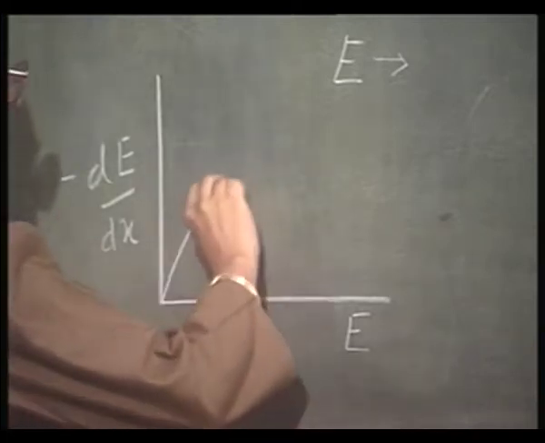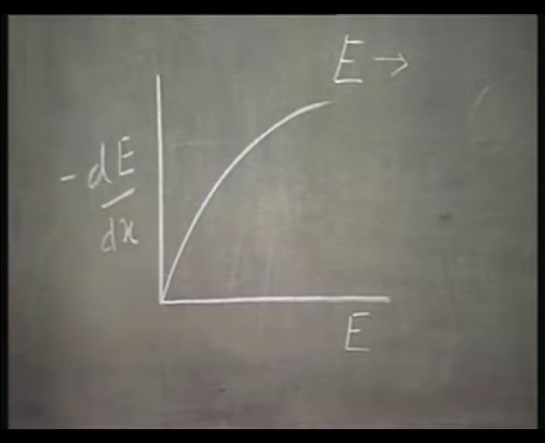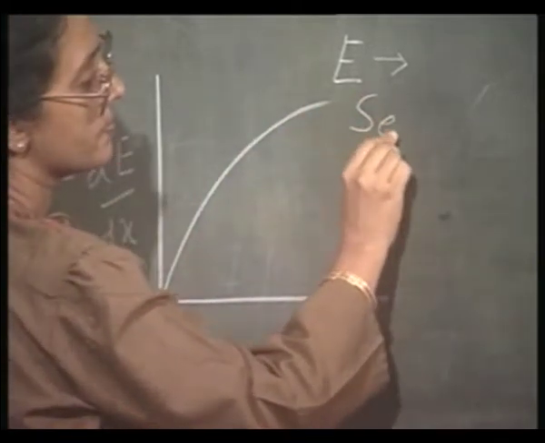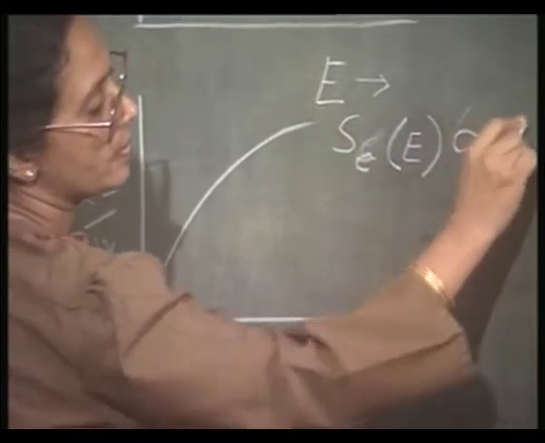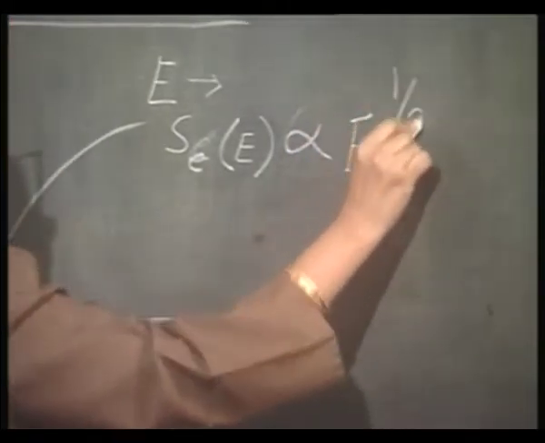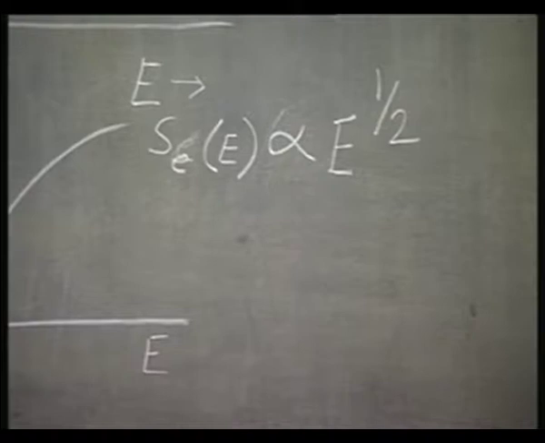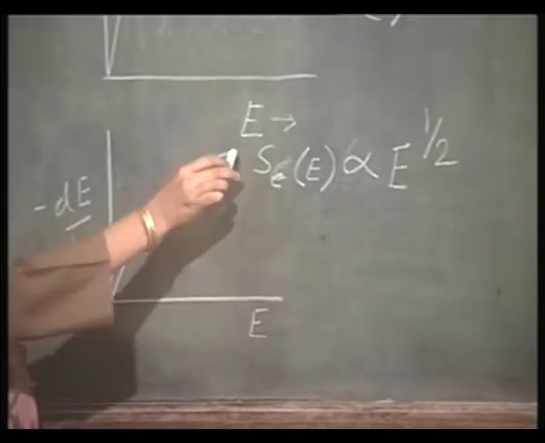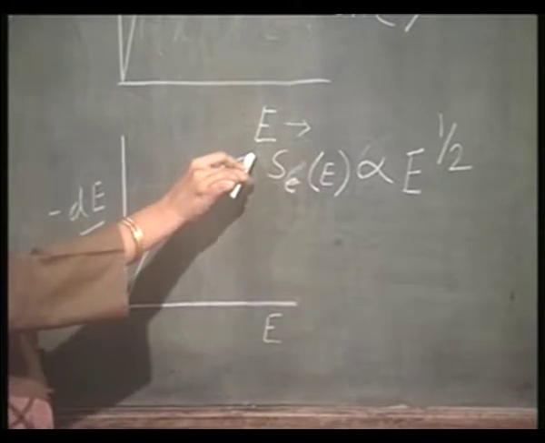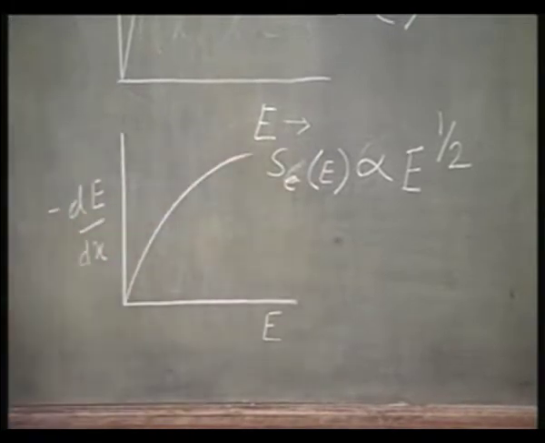this increases like this, that is Se is proportional to the square root of energy. So, you see at the starting point where the ion is just penetrating the semiconductor, the electronic stopping is highest, and then as the ion starts losing its energy, the electronic stopping becomes less and less.